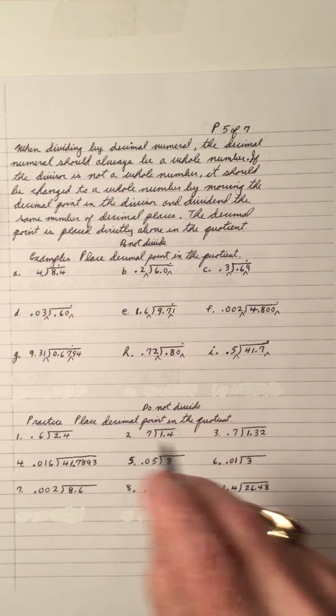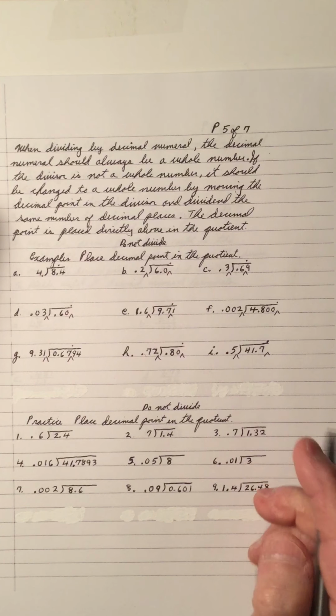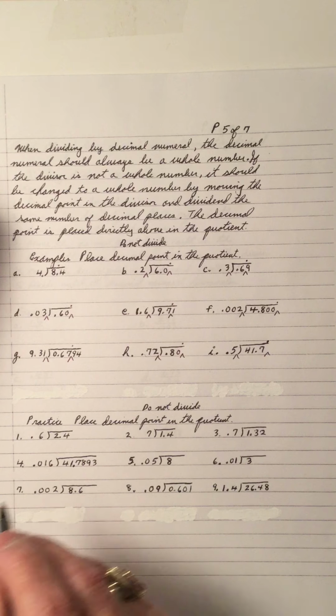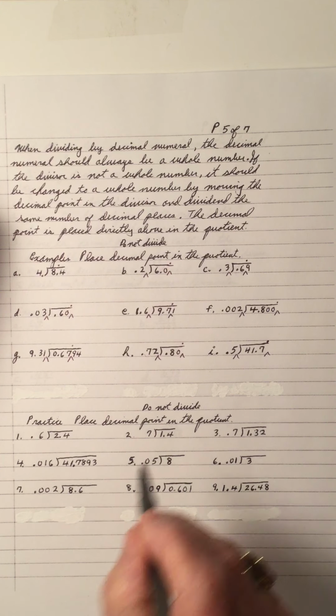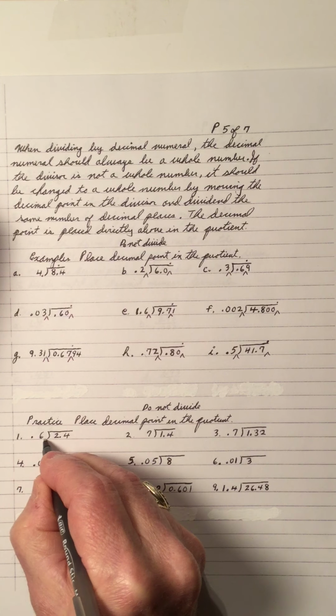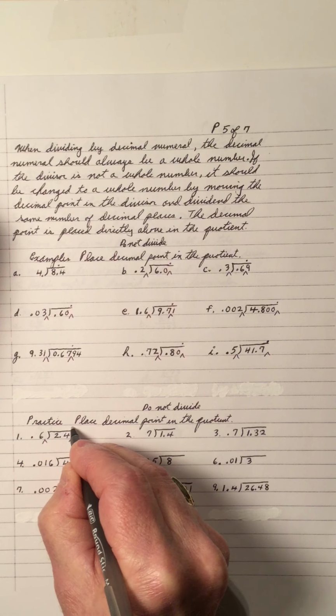So the decimal moves. Your divisor should be a whole number. Try these yourself, practice, see if you're right. Notice we're not dividing, we're just moving the decimal point. Decimals are in both numbers, so move it one place, move it one place, move it up.